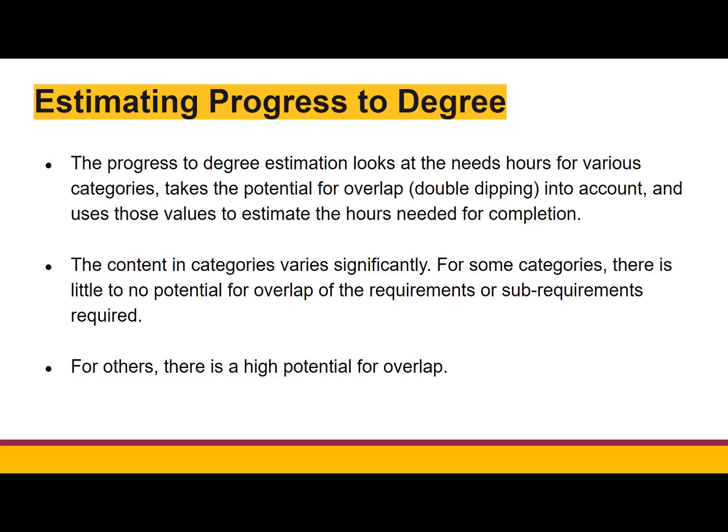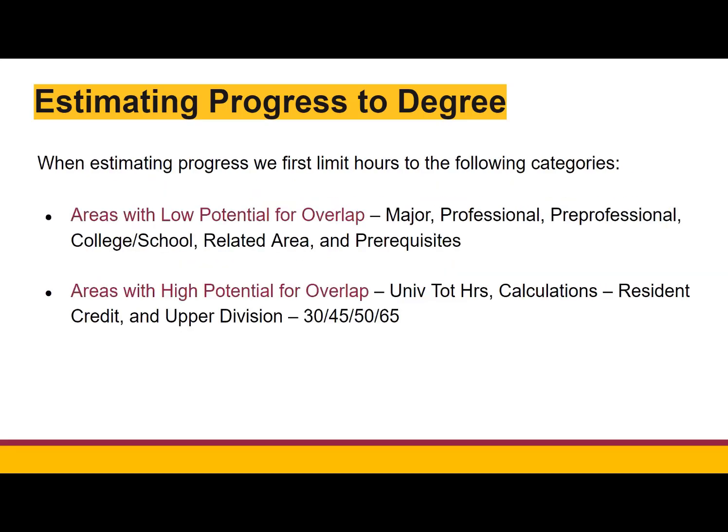Those that don't have the potential would be your major, well, actually, the ones that are in our algorithm are going to be major, college, professional, pre-professional, pre-recs, and I'm missing one. Did I say college? Well, related area. So none of those categories should ever overlap. This is how we're doing our algorithm.